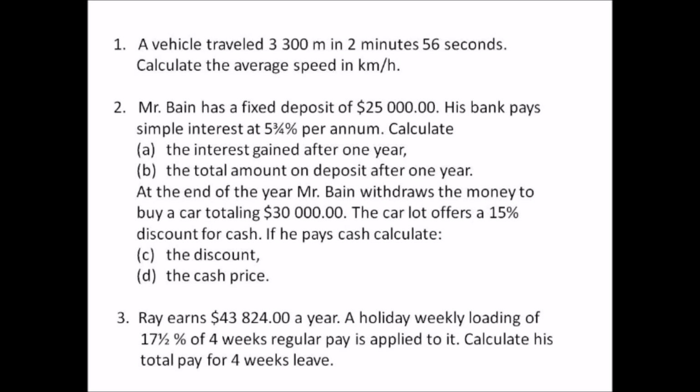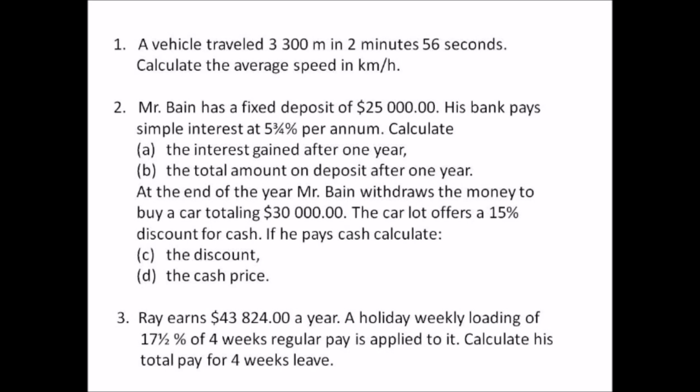Number 2, Mr. Bain has a fixed deposit of $25,000. His bank pays simple interest at 5 3/4% per annum. Calculate A, the interest gained after 1 year. B, the total amount on deposit after 1 year. And at the end of the year, Mr. Bain withdraws the money to buy a car totaling $30,000. The car lot offers a 15% discount for cash. If he pays cash, calculate C, the discount, and D, the cash price.